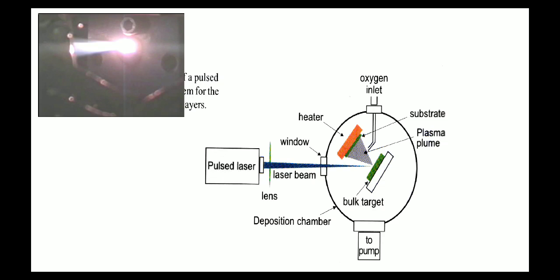Okay, so in front of this plasma plume you should have your substrate. This is an arrangement where you are going to use the laser pulses to generate the plasma plume, and that plasma plume contains the elements which are present in the target, and these elements start to get deposited on the surface of the substrate.